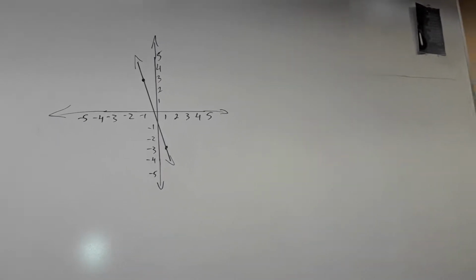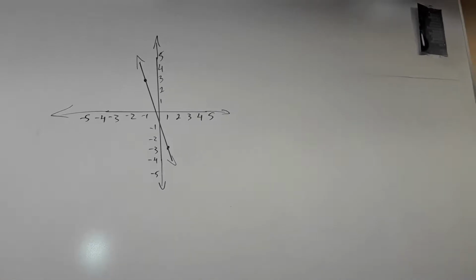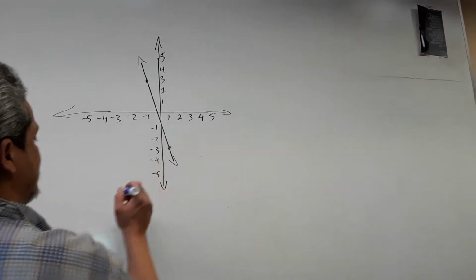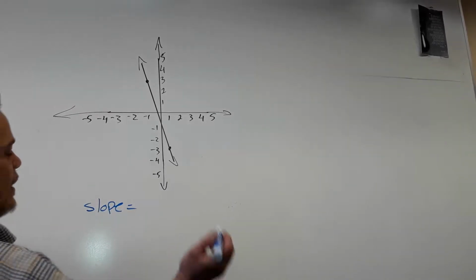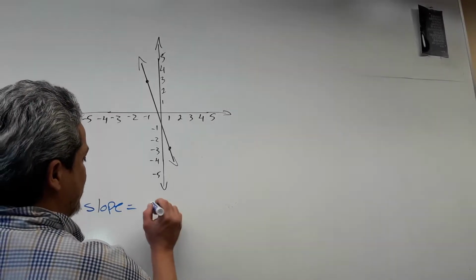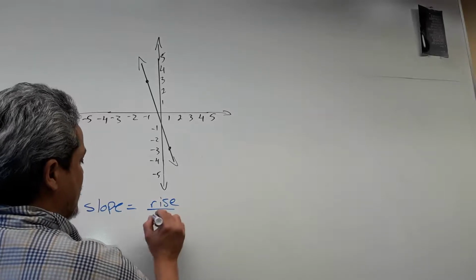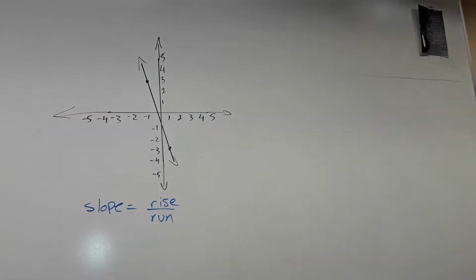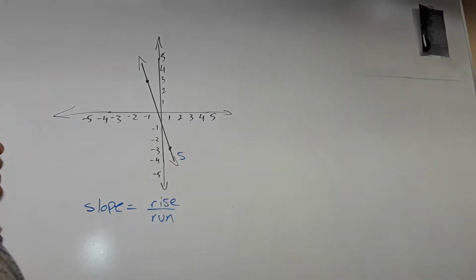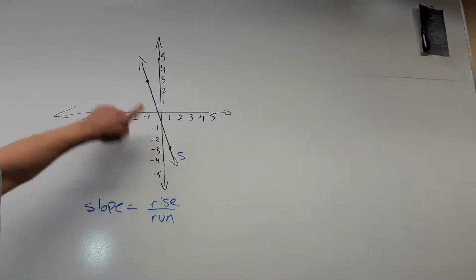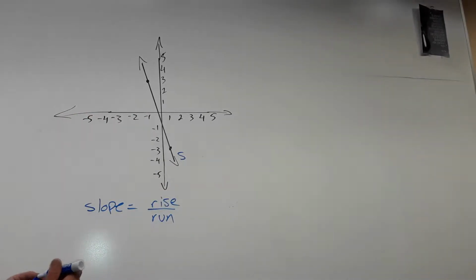Here we have another example. We're going to find the slope of this line. What is the slope of this line? Remember, the slope is rise over run. That's one way to find the slope. Let's call this line S. We grab 2 points along the line; it could be any 2 points.